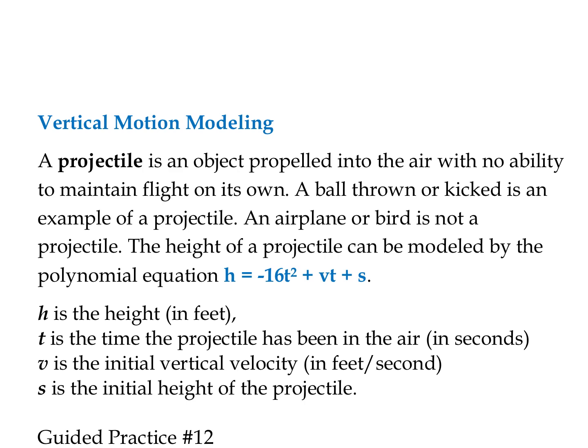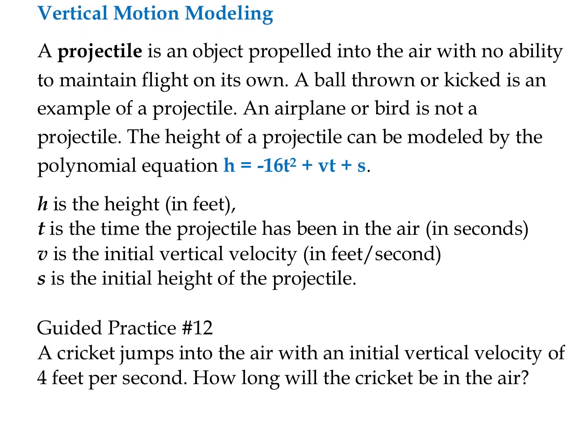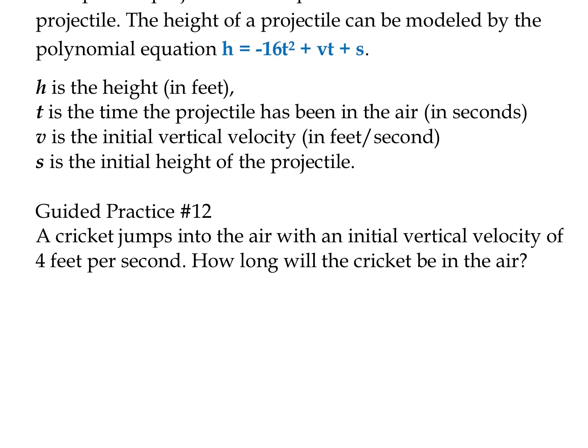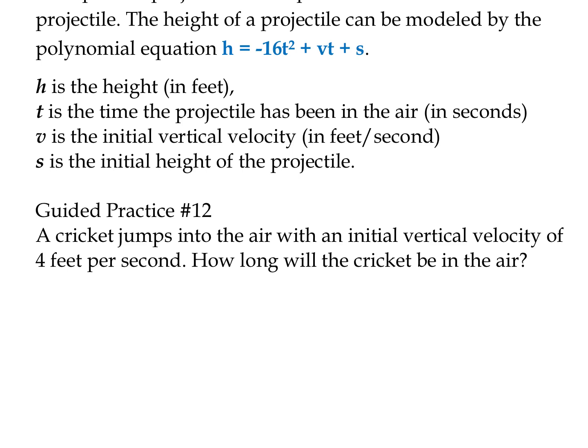So now let's see how we can use that in a situation here. We have a cricket jumping into the air with an initial vertical velocity of 4 feet per second. How long will the cricket be in the air? So how long? We're trying to solve for the t. We have some information here that we can use. We have the initial vertical velocity. We have the height that when it comes back down onto the ground is going to be 0, right?